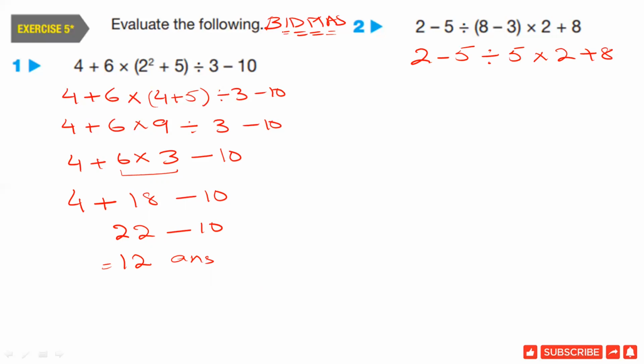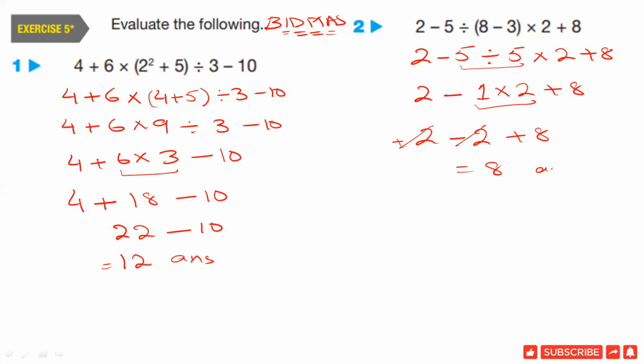Now, after brackets, we have to solve indices, but there is no index here. So we come to division. We have division, so we divide 5 by 5. We get 2 minus 1 times 2 plus 8. Then we come to multiplication. 2 minus 2 plus 8. Plus 2 and minus 2 just cancel. So we are left with 8, which is our answer.